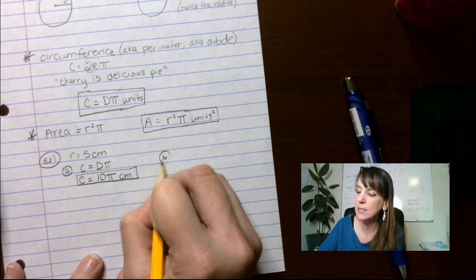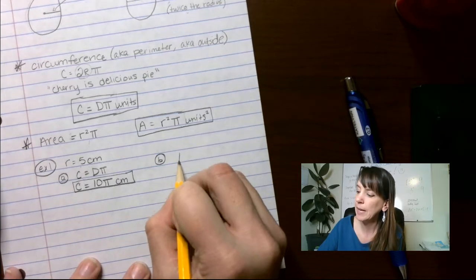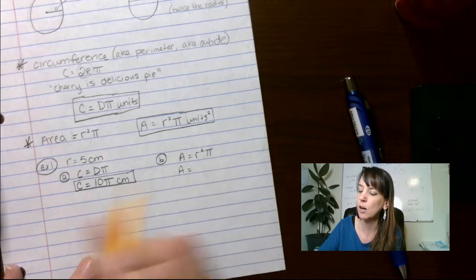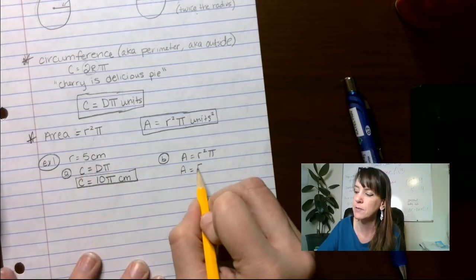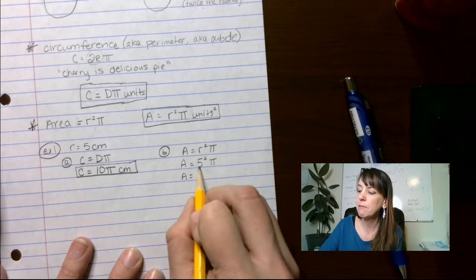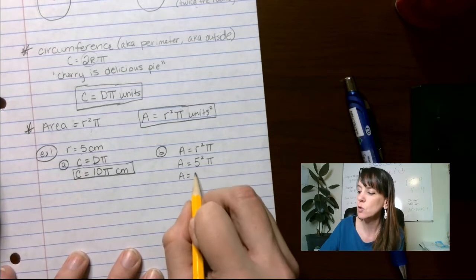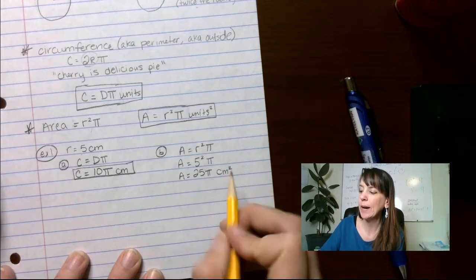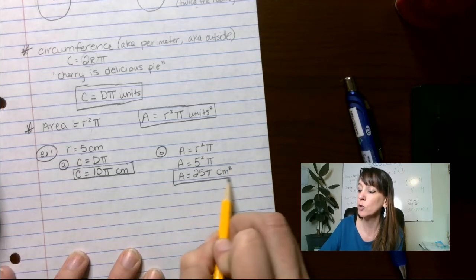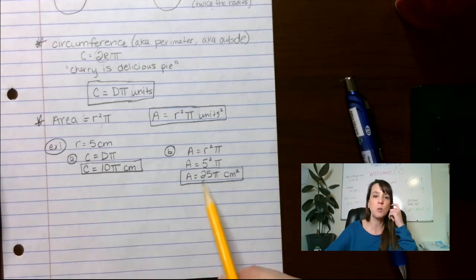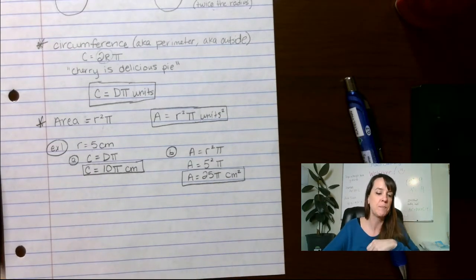For B, it says, what is the area of the circle? Area equals radius squared times pi. So the area equals, our radius is 5, so 5 squared times pi. 5 squared is 5 times 5, so that's 25 pi centimeters squared. Centimeters squared, or square centimeters, you could say that. That's fine too. So those are your examples. You don't need to multiply it by 3.14.